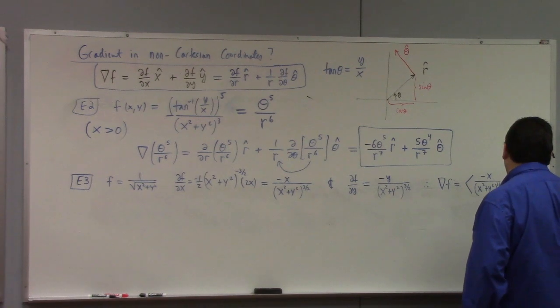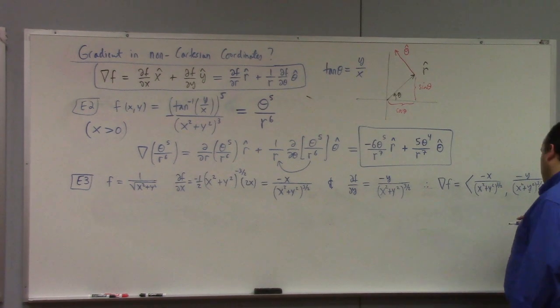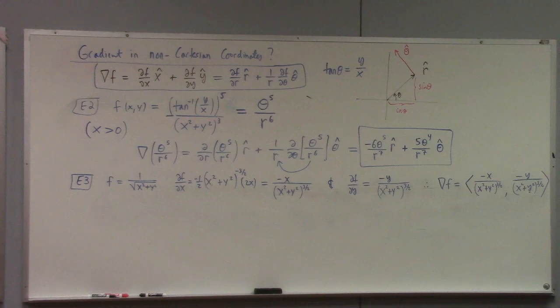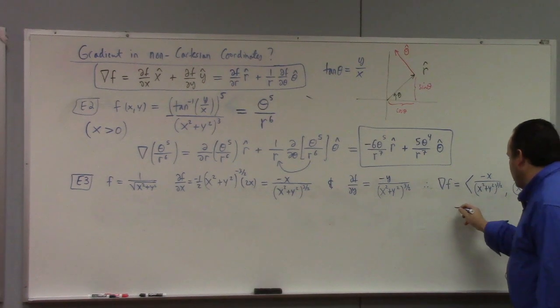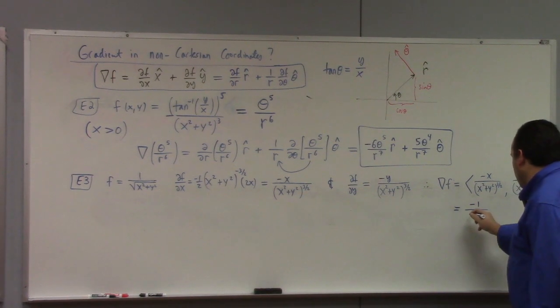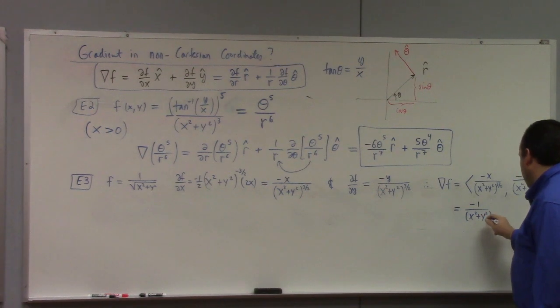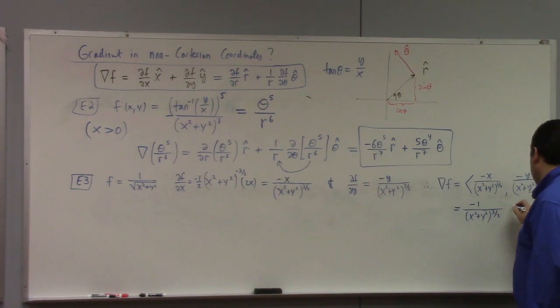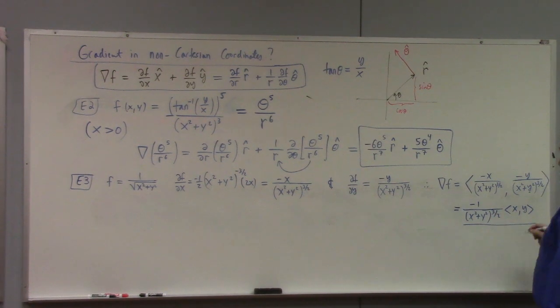Can you guys tell me how to make that formula prettier? There's a common division by that power, right? So I could rewrite this as minus 1 over x squared plus y squared to the 3/2 times the xy vector, right? That'd be a nice way to leave the answer. So if I was going to do this problem in Cartesian coordinates, that's what it would look like.